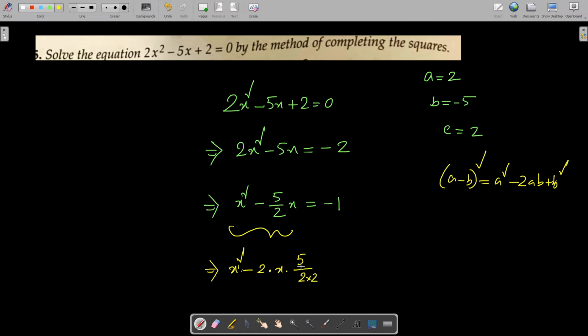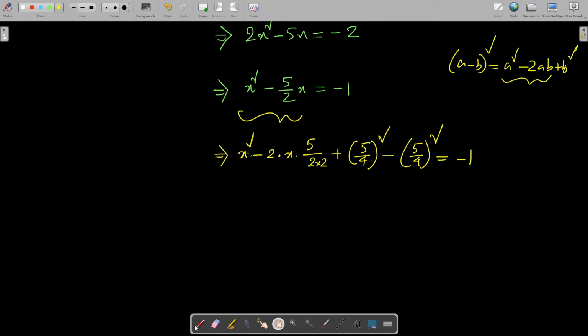I hope all of you understood what I just did. I divided it so that this 2 and this 2 get cancelled. The value still remains minus 5 by 2x. Now I have done this part, a square minus 2ab. I need a b square. So the b here is 5 by 4. So I will do 5 by 4 whole square. Now I added this extra quantity, so I will also have to subtract it, so the overall value does not change. Here I have minus 1. Now this will give me what?